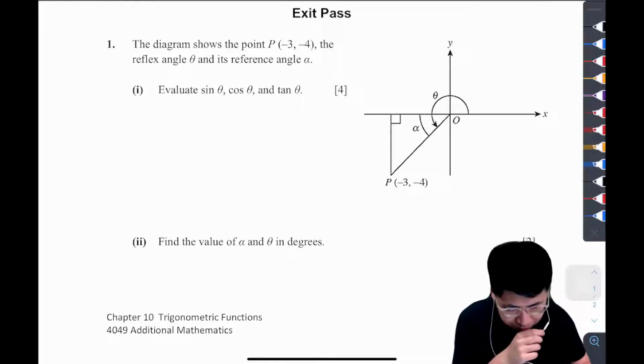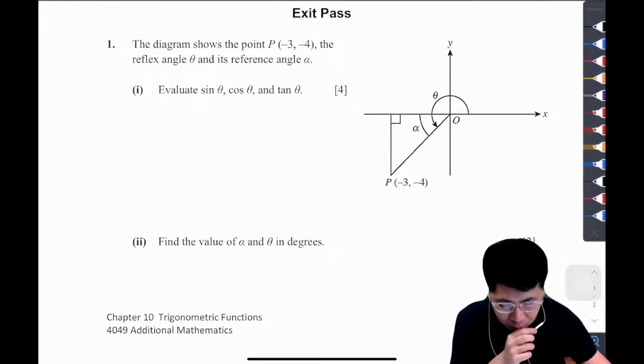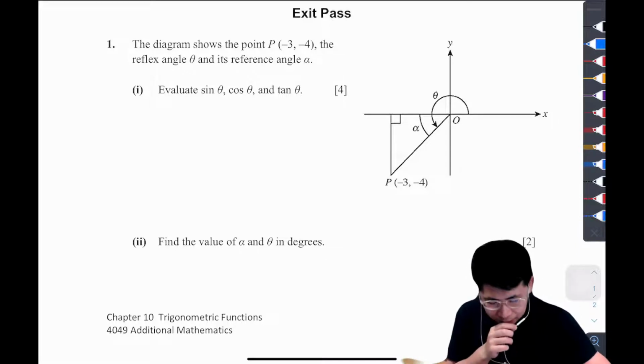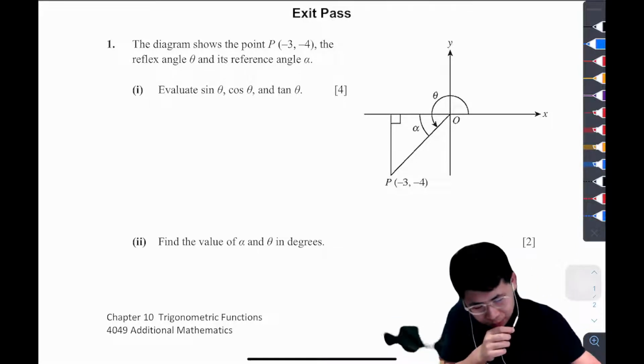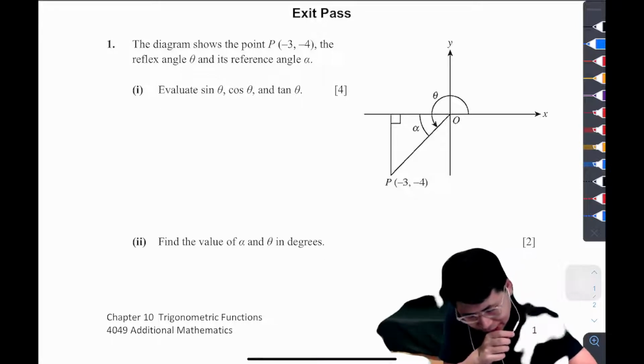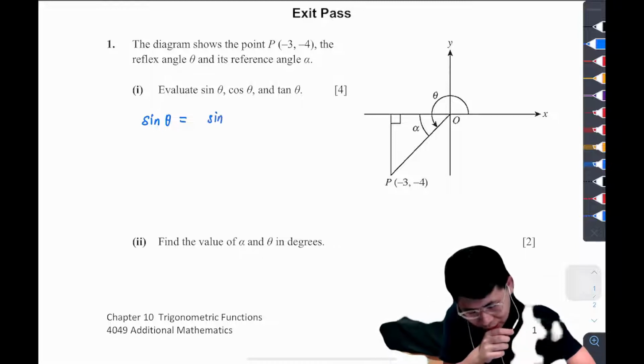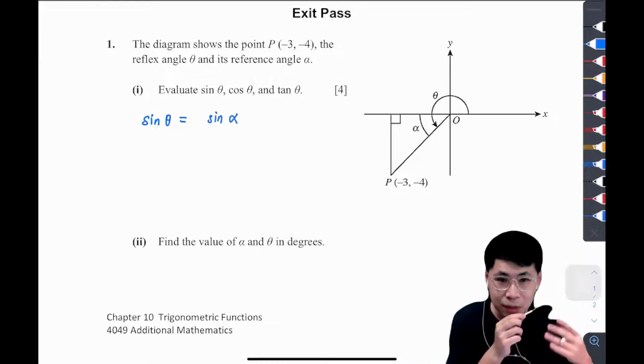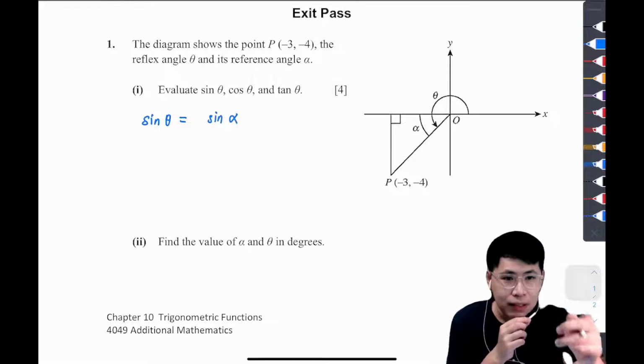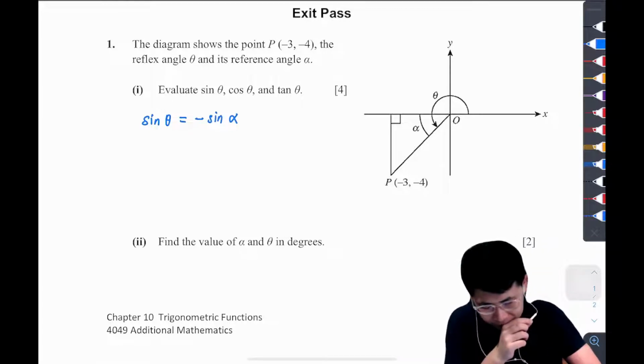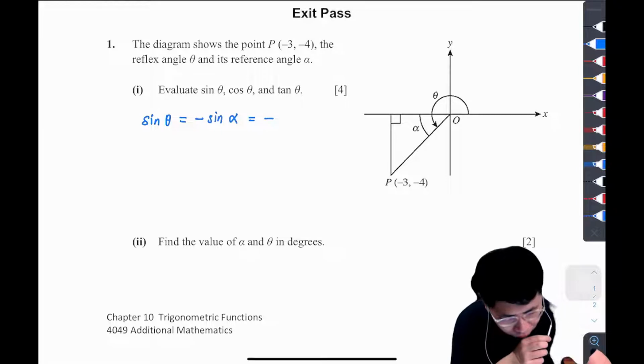So question 1, we have the diagram shows the point P, reflex angle theta and reference angle alpha. So evaluate sine theta, cos theta, tangent theta. Okay, sure. So over here, what you can do is, let's do this. Sine theta will be equal to sine alpha. We can borrow the reference angle or the basic angle alpha. However, in quadrant 3, sine is negative, so we have a negative of opposite.